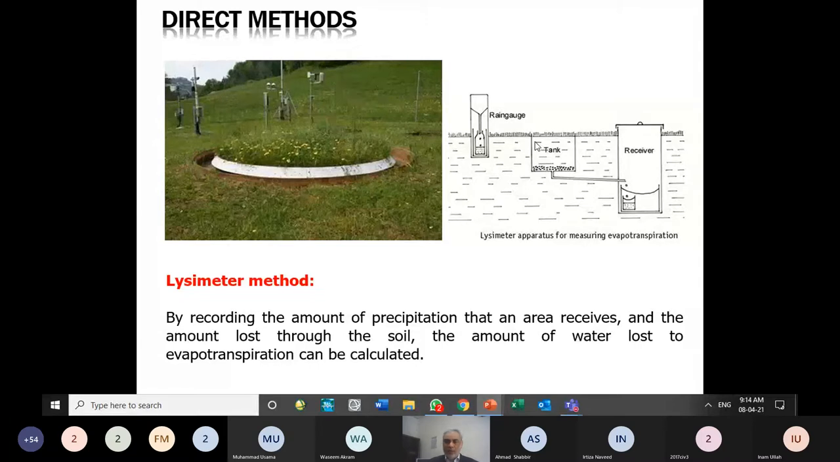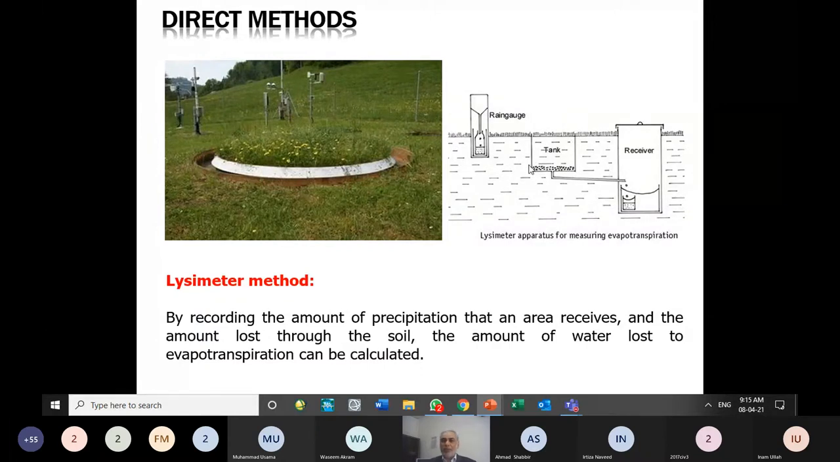How big is this tank? There is no standard value. It can be of any size. Usually we construct it 0.2 to 0.5 to 2 meter in diameter, and it can be enlarged also. Why do we construct it? It should be constructed in a similar environment to the one in which you want to study the crop, because we have seen that evapotranspiration requirements are affected by the climatic condition, the soil condition, and the irrigation method. So all the conditions of the actual crop are applied to this lysimeter also.